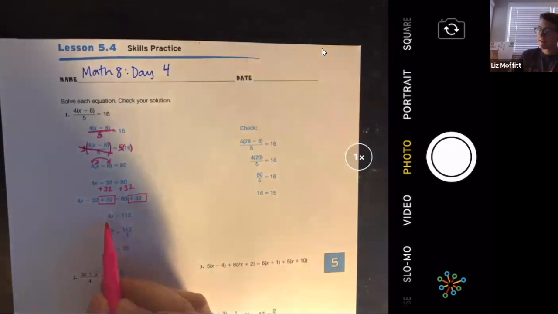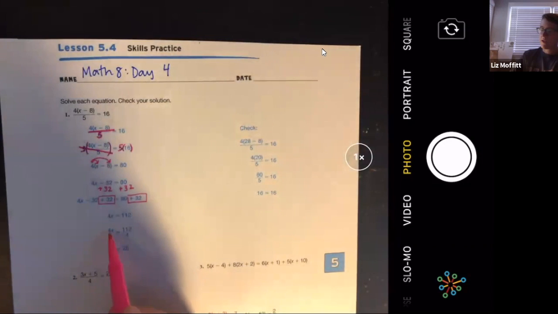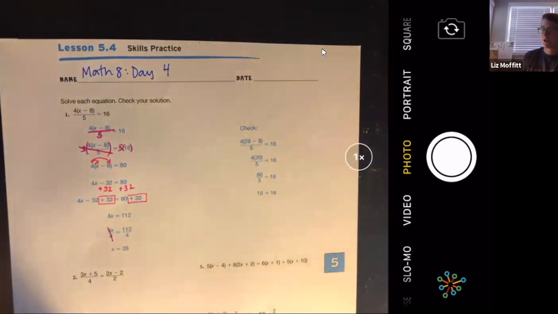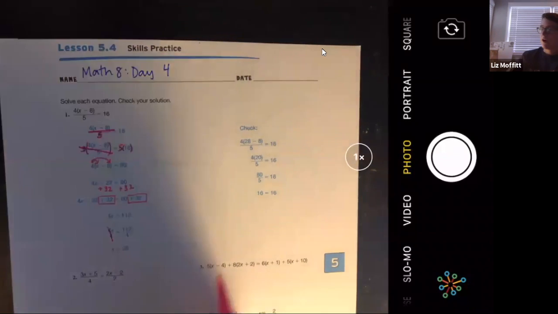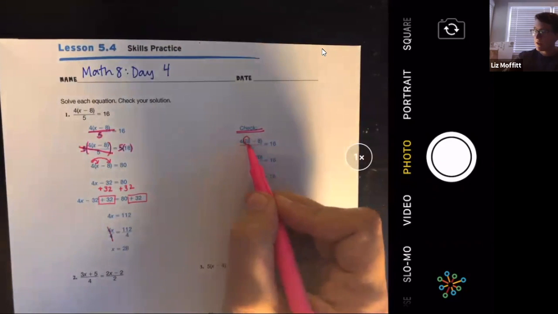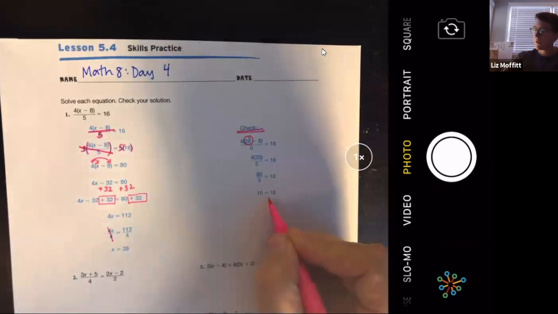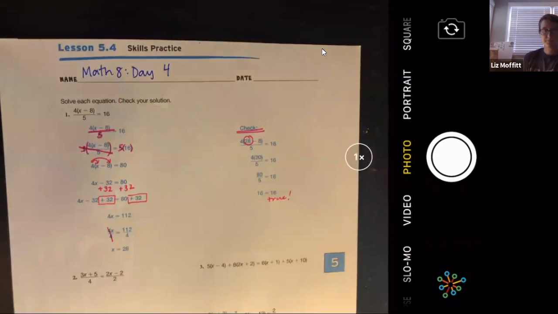Our very last step to isolate the variable will be to divide by 4 on both sides, because 4 is being multiplied by x. So we cancel out the 4's on the left, and we do the math on the right to see our solution of 28. Over here, we check our work by putting the 28 into the original equation where the x was, and simplifying and making sure we get a true statement.